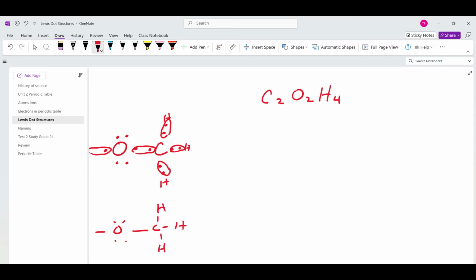2, 4, 6, 8. 2, 4, 6, 8. 2, 2, 2. Okay. And then, okay, that's octet, and then number of bonds. So carbon needs 4 bonds, right? 1, 2, 3, 4. Oxygen needs 2. Hydrogen's 1 apiece.